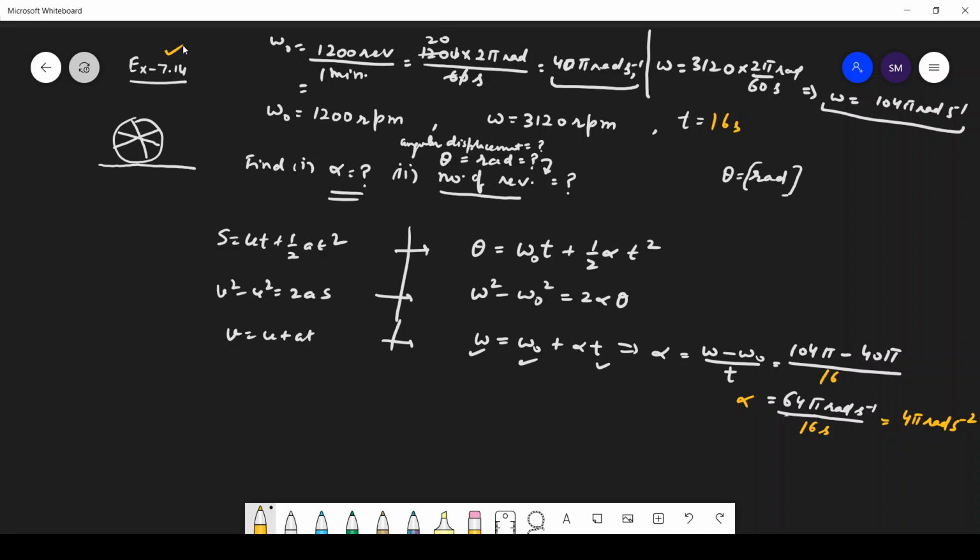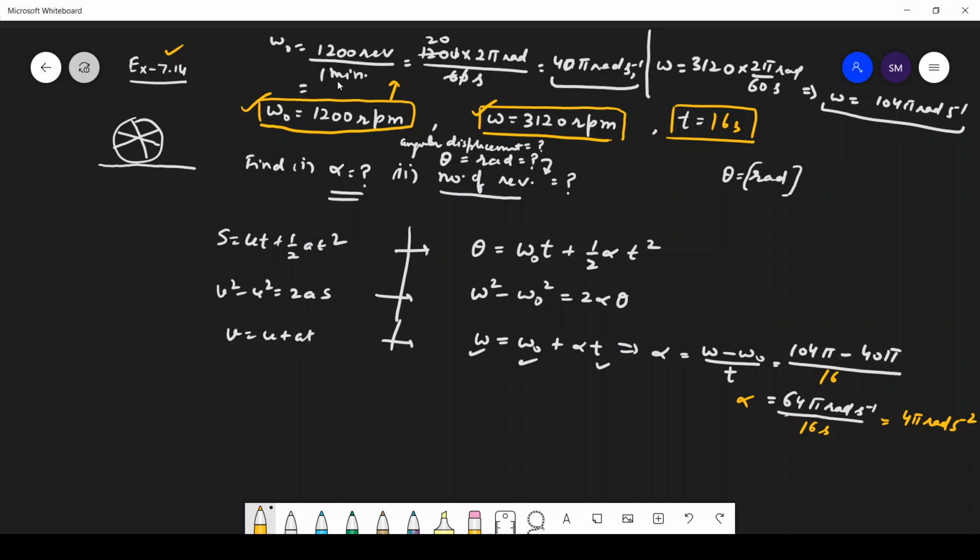Now let us look at this example again. Omega naught and omega mean the initial and final angular velocity, which were given to us, and 16 seconds was the time taken to change the angular velocity from 1200 rpm to 3120 rpm. So we have changed these angular velocities to their SI units.